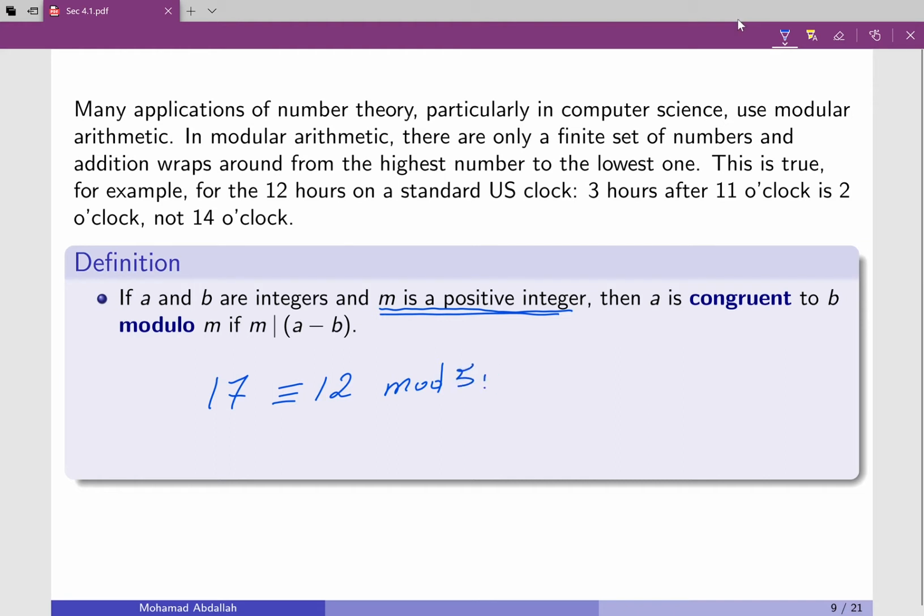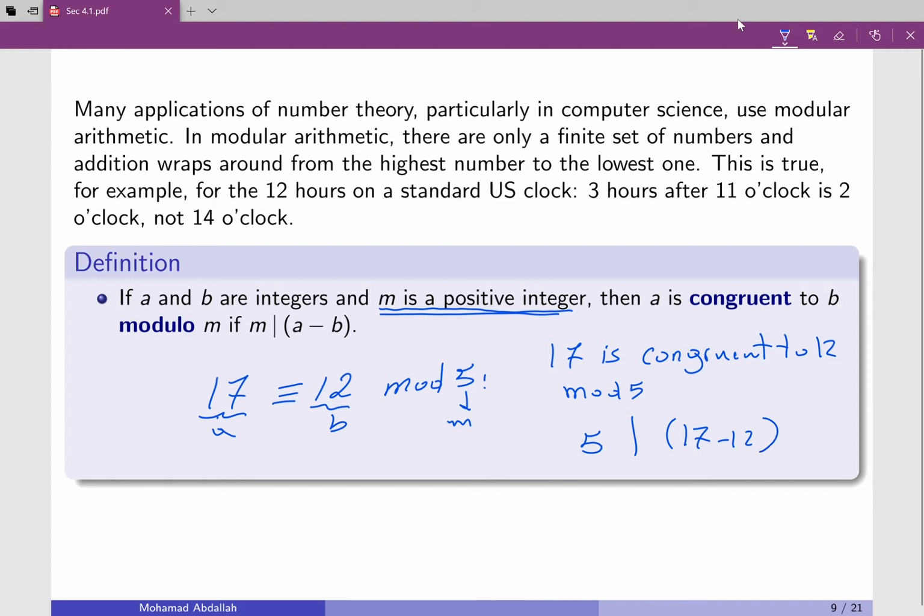Okay, so what does this mean? This means that 17 is congruent to 12 mod 5. Well, why is 17 congruent to 12 mod 5? Because look, 5, which is m here, divides a minus b. So this is like a, this is like b, and this is like m. So m, which is 5, divides a minus b, 17 minus 12. Well, 17 minus 12 is 5. I know that 5 divides 5, so that's fine.